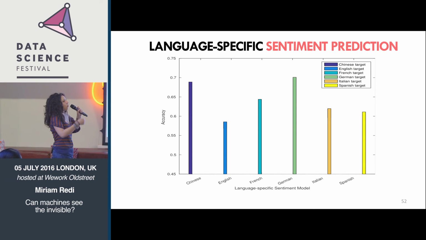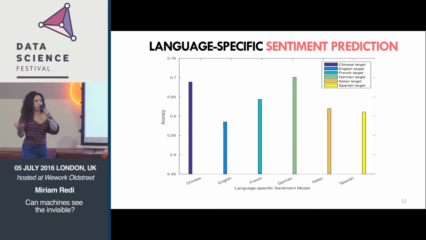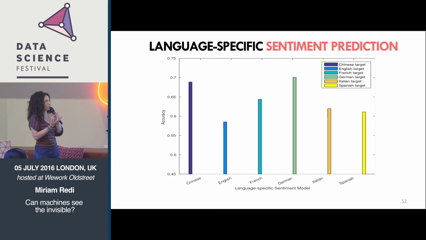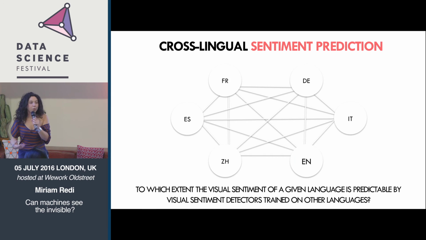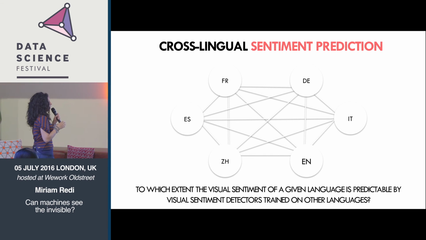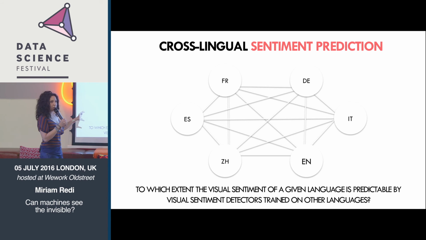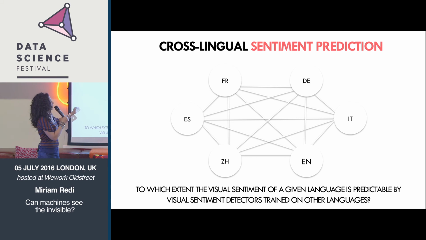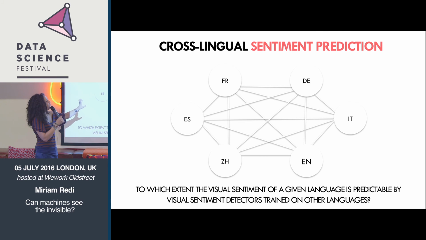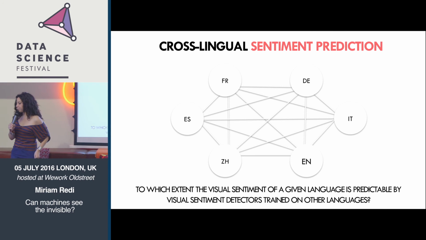It works very well. It works better than random, but we have nothing to compare with because this is the first work of its kind. But the interesting part comes when we perform cross-lingual sentiment prediction. So what we do is that we have our language-specific sentiment detector, and we try to predict the sentiment of a language from the sentiment detector trained on other languages, right?